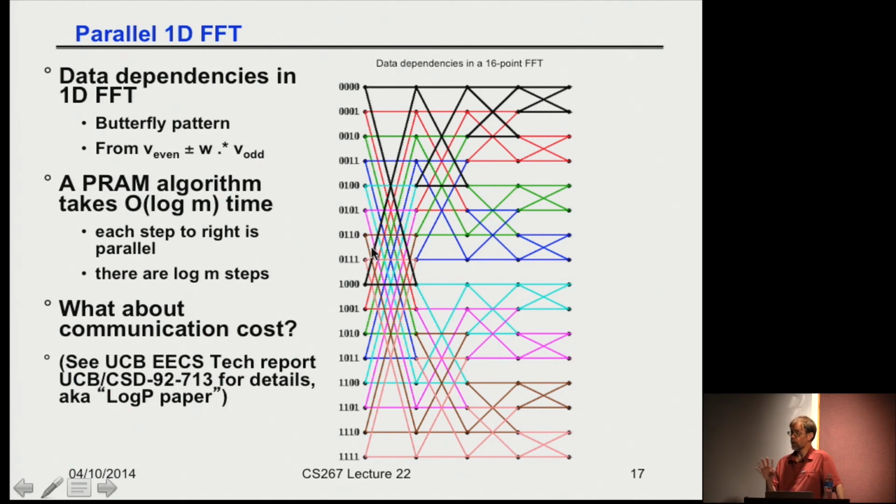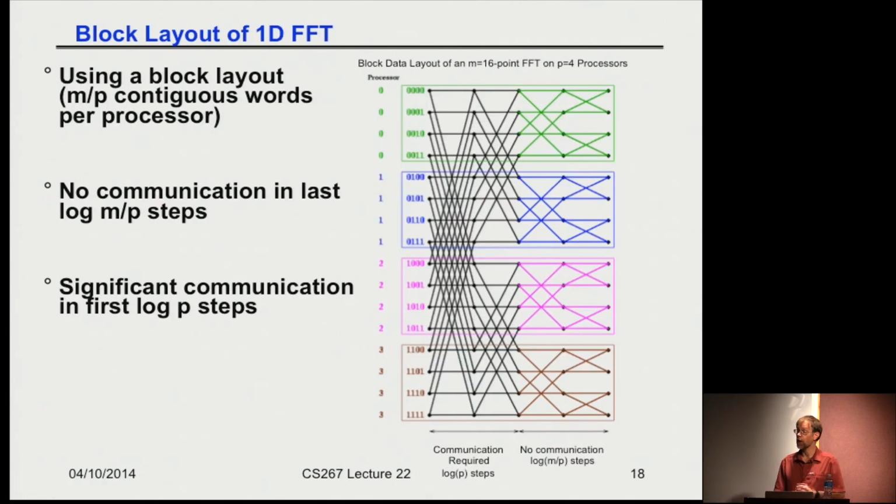So let me just show you both of them and see what the pros and cons are of those two possibilities. Let me do the simplest one first, which is a blocked layout. Now I have 4 processors, and I've color-coded what each processor is responsible for computing. The green processor owns those 4 inputs, and its job is to compute everything and produce those 4 outputs, and the blue processor similarly. And so what I've done now is I've colored the edges in 2 different ways.